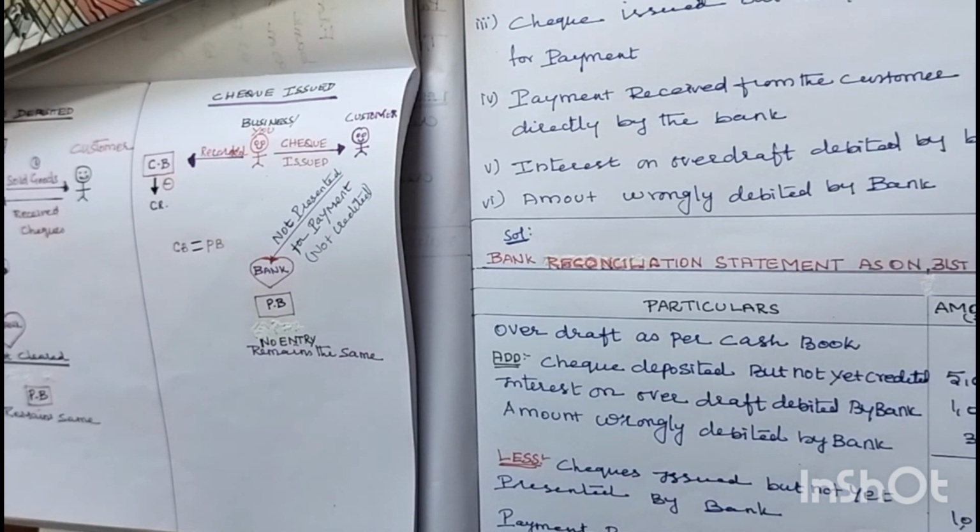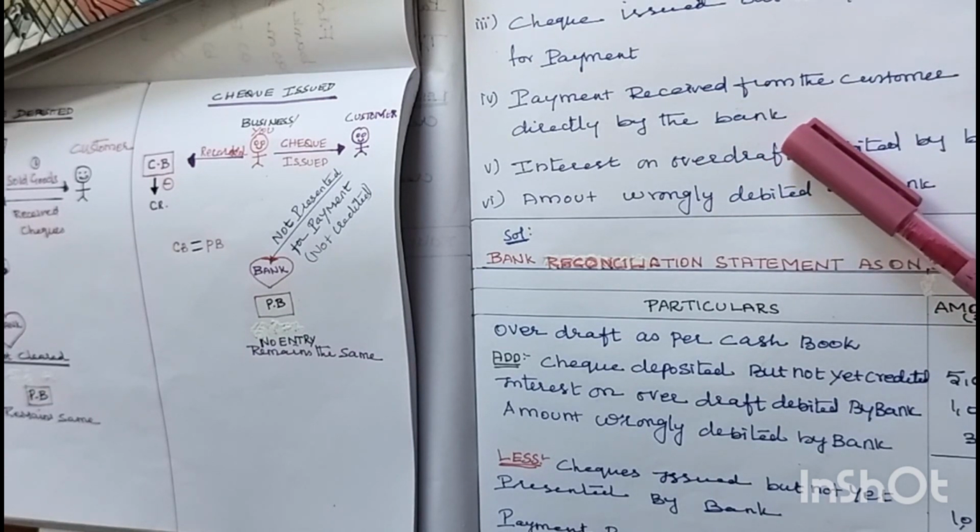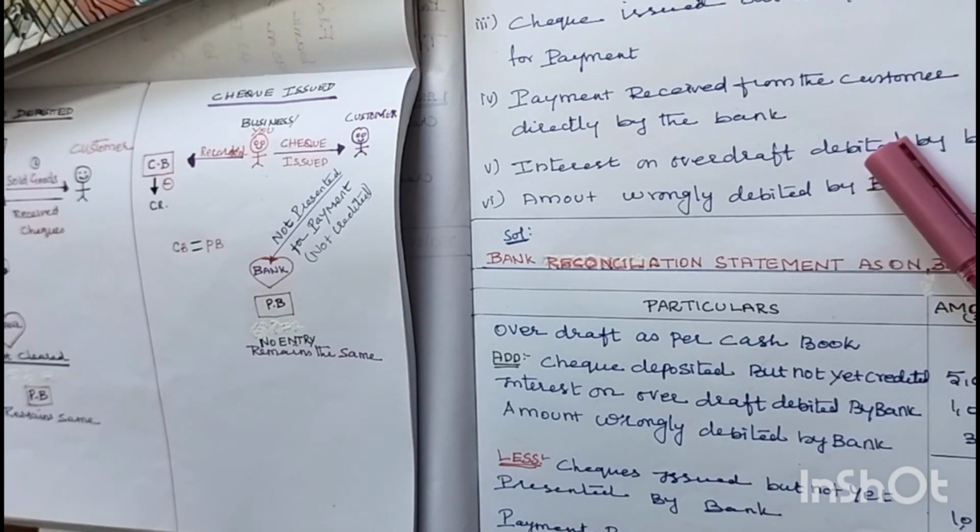The bank may collect dividend on its customer's investment in shares and also interest on any investment. The entry for this will be made in the bank passbook on the date of collection. Like this, the payment received from the customer directly by the bank will be entered in the bank passbook. So the passbook balance increased because the bank directly received the payment from the customer. The bank passbook will be increased by 500 rupees.